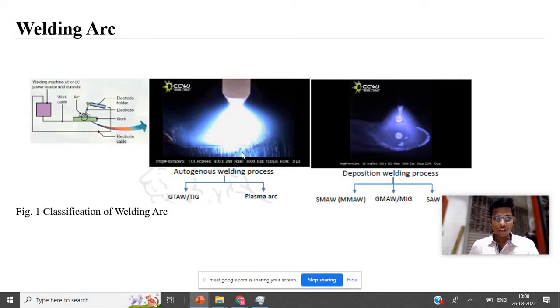Since it is a prerequisite, I am giving a brief idea about electric arc welding, which basically comes under fusion welding. GTAW and plasma will be the autogenous welding, and deposition welding includes shielded metal arc welding, gas metal arc welding and submerged arc welding. As you can see in this figure, the electrode is getting melted and deposited along with the arc. Here there is only an arc, and with the help of that heat it will melt the substrate to join the metal. If the thickness of the material is larger, then we will supply an external filler wire, which will be used for the joining process.